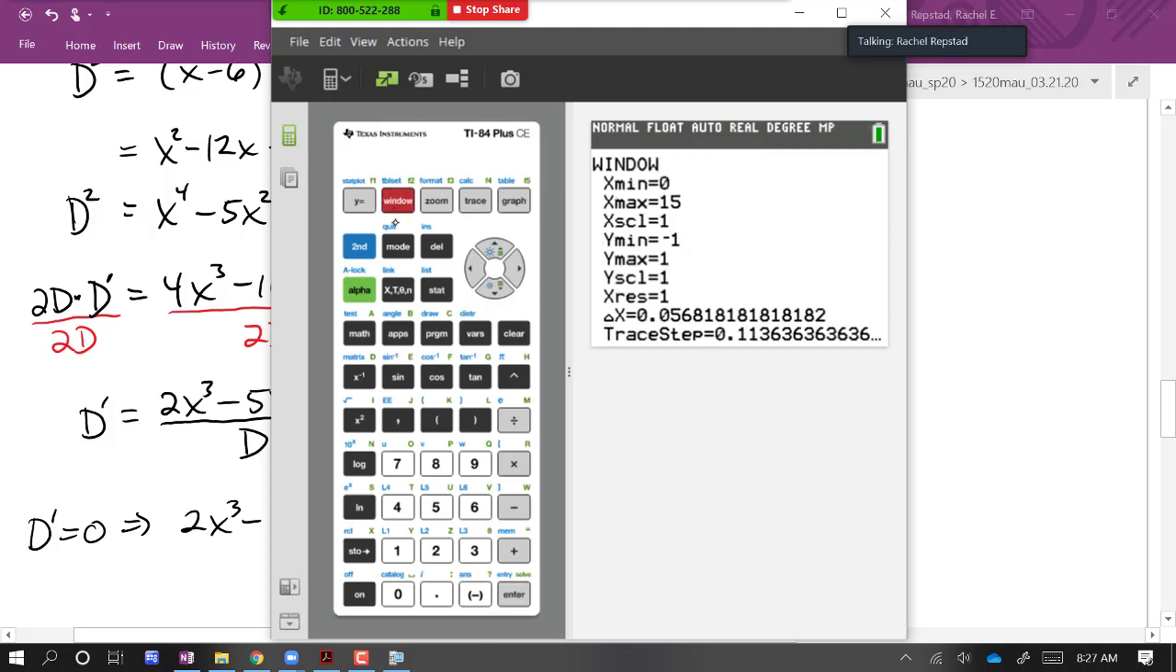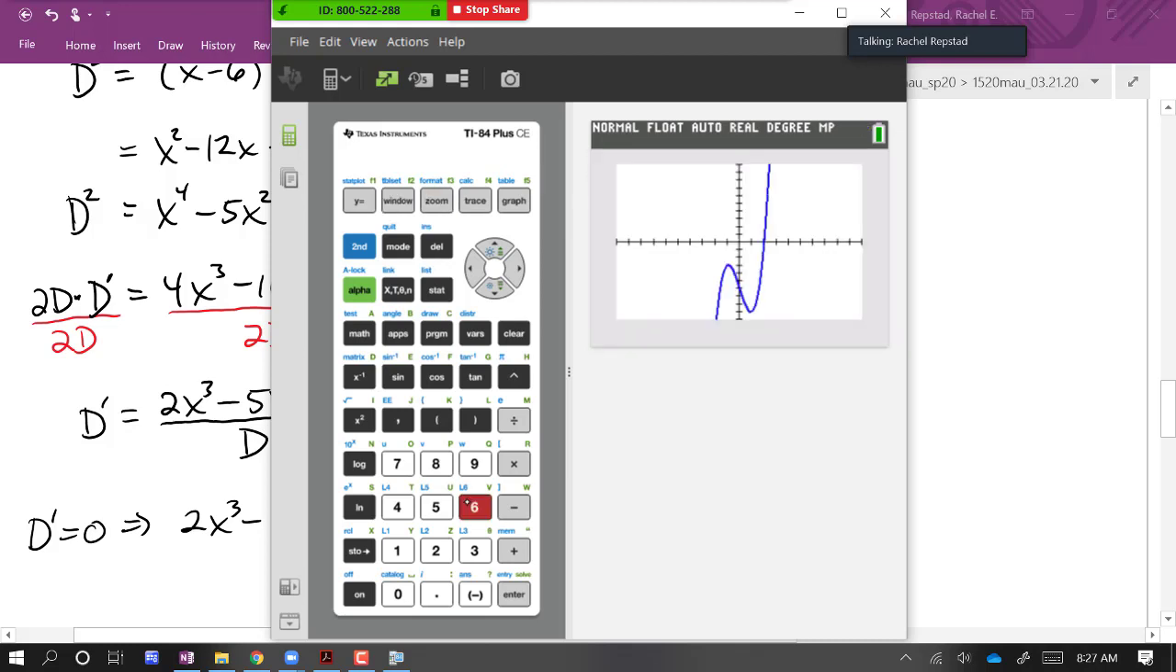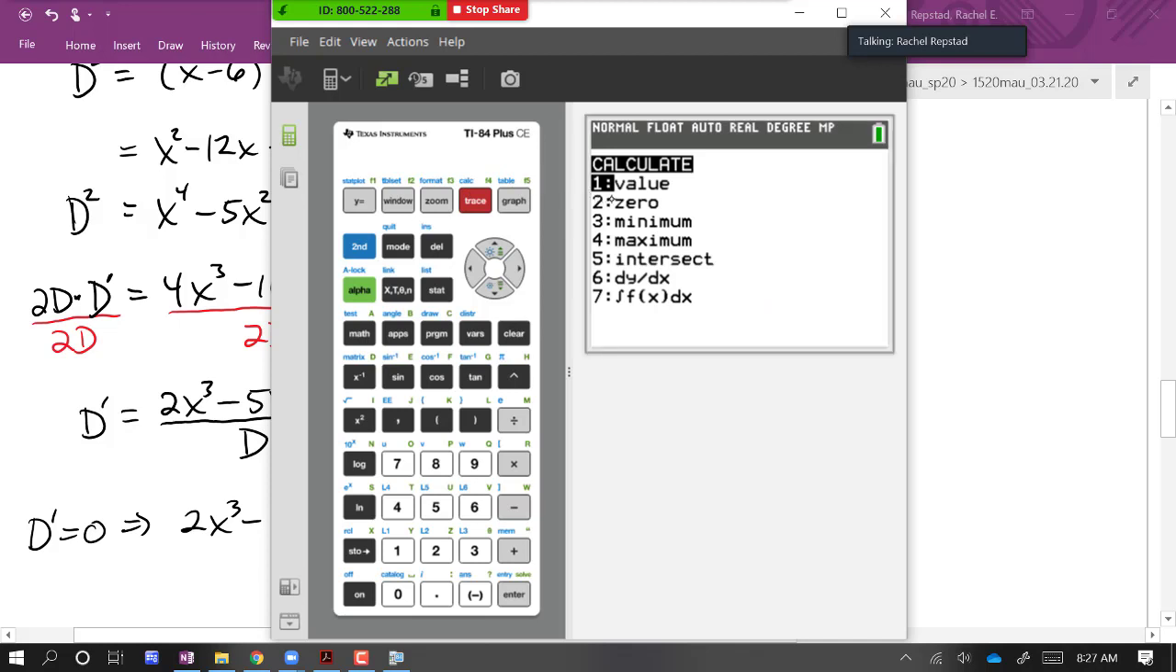So I'm going to set just the standard window from minus 10 to 10. Okay, so we could see we've got a 0 right there. I'm just looking to see where it crosses the x-axis. So on the calculator, there's the trace button, and above it, in blue on my calculator, it says calc, so I'm going to do second calc. And the second option is 0, so I'm going to find the zeros of this function.